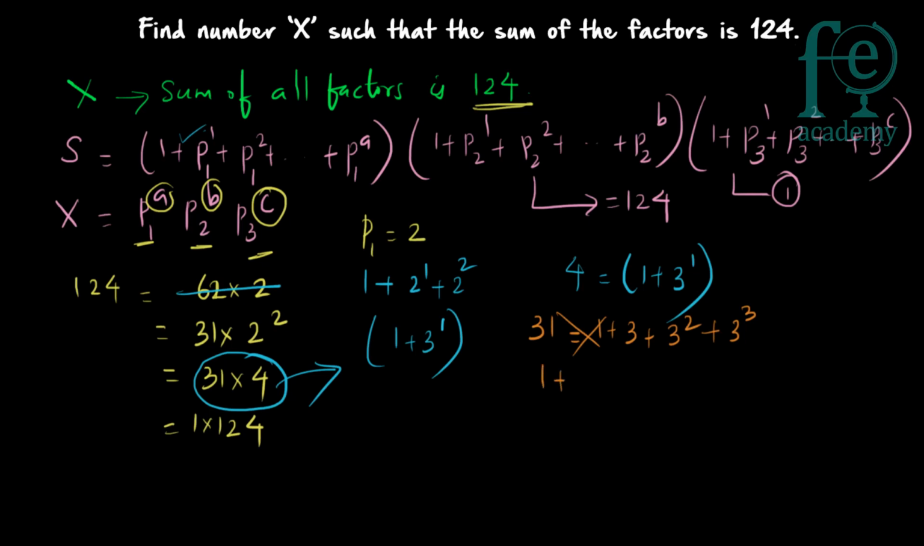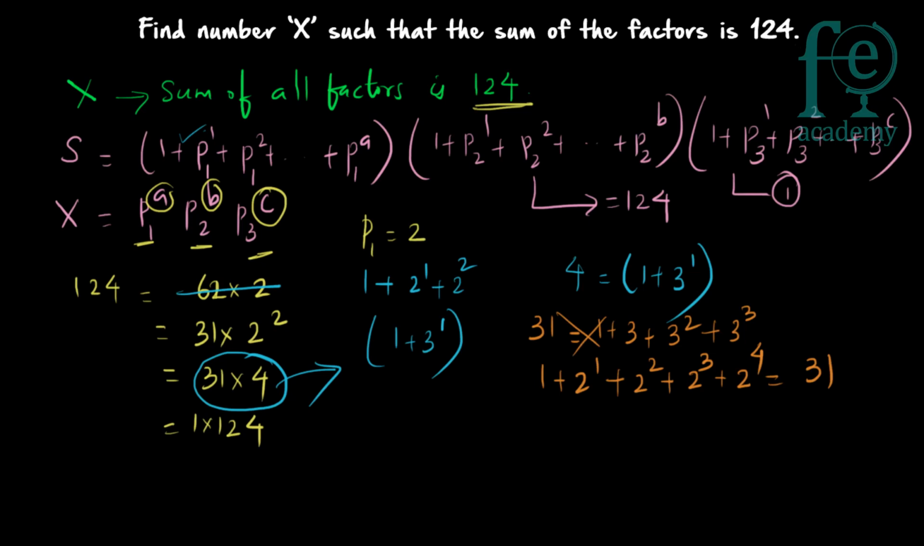2 means 1 plus 2 raised to 1. 2 plus 1 is equal to 3. 3 plus the next term, which is 4. 4 plus 3 is equal to 7. Plus the next term, which is 8. So 7 plus 8 is equal to 15. And next is 2 raised to 4, which is equal to 16. So 15 plus 16 is equal to 31.